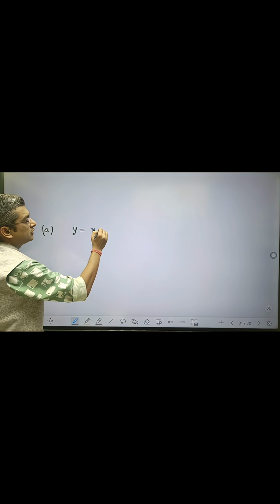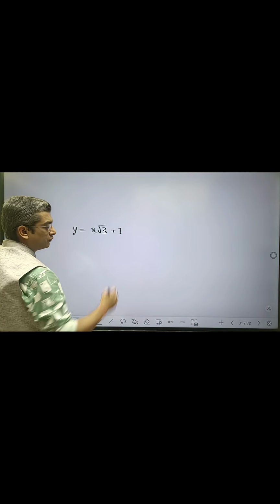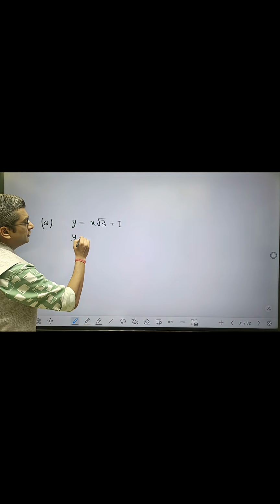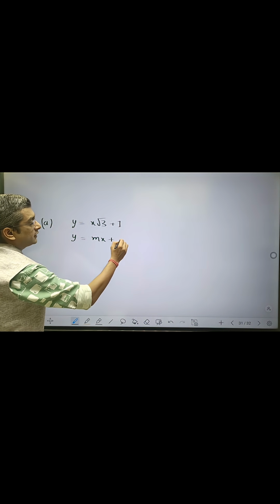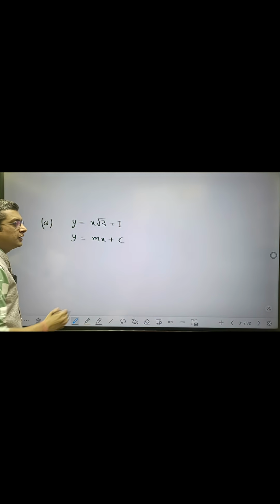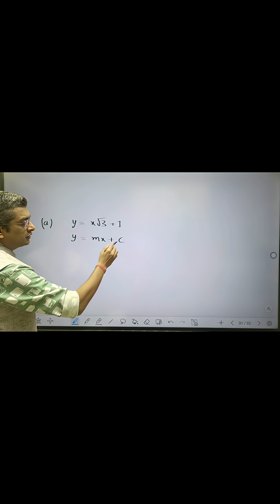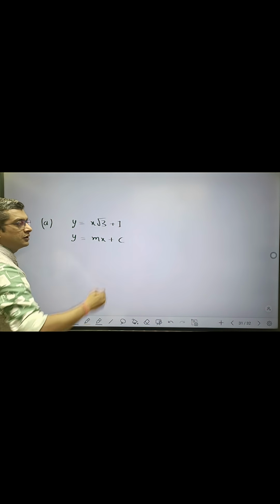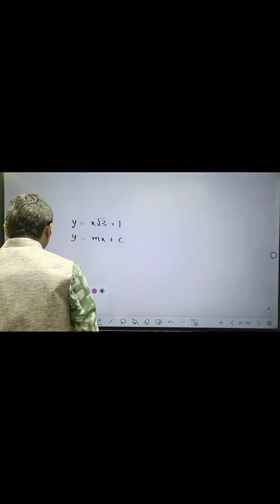y is equal to x root 3 plus 1. So here, my dear students, if you observe carefully and compare it with the standard equation of a straight line, in the place of slope there is root 3 and in the place of c, that is the y-intercept, there is 1. So how can you plot the graph?